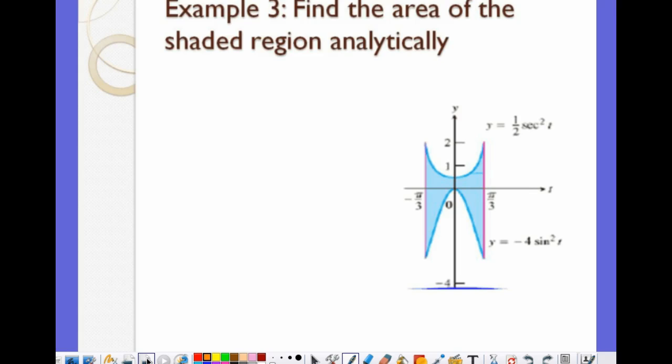Okay. Find the area of the shaded region analytically. So again, that just means that we're going to find it using integrals. Now, what do you notice when you look at this graph here? Yeah, some of it's in the positive, some of it's in the negative. So that's going to change a little bit. What else do you notice about it?